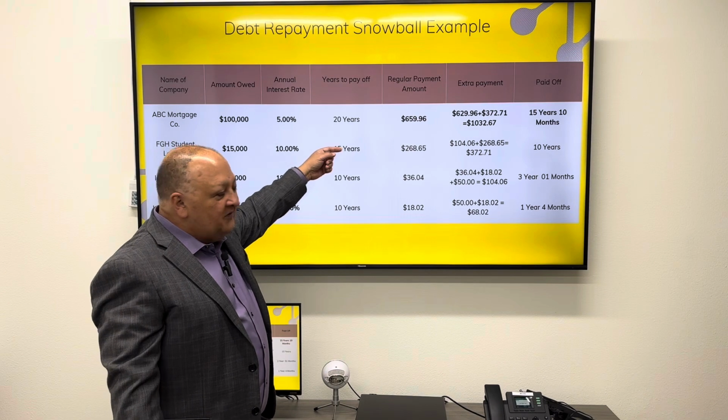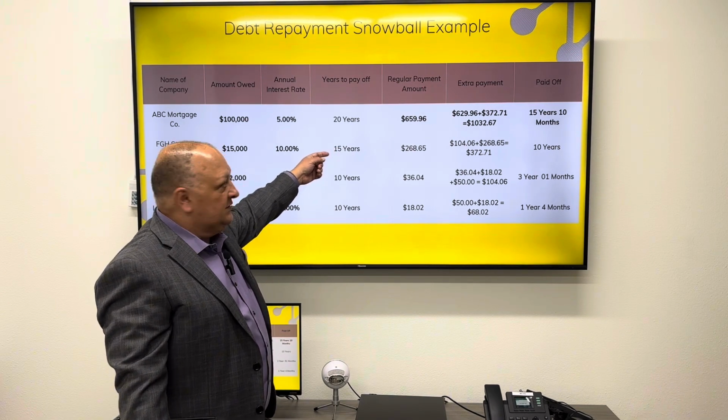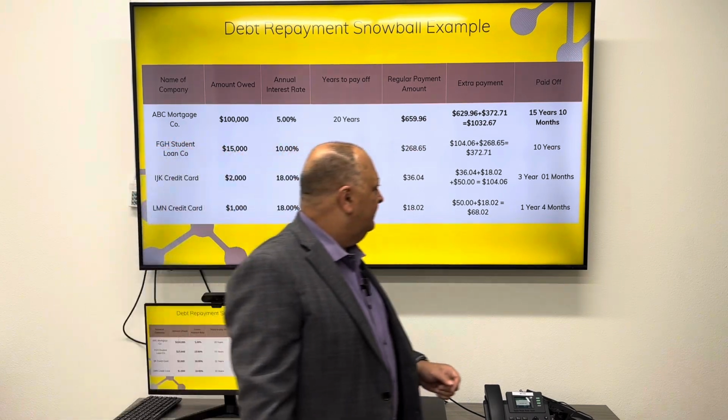Your student loan, usually a lot of people like to just send off the minimum payment. So, that's going to take you 15 years to pay. And then let's just say that you have 20 years left on your house to pay it off.